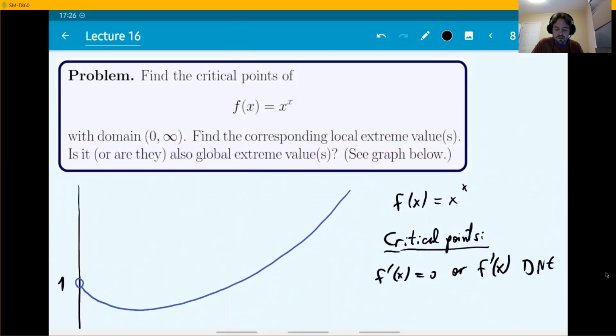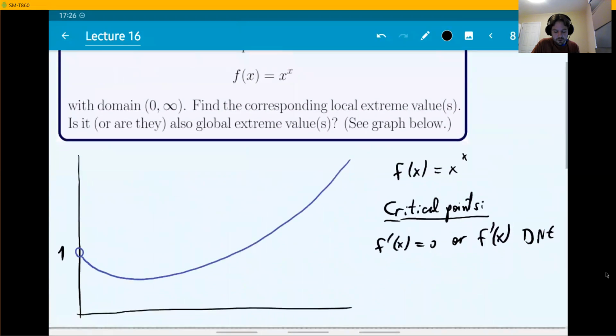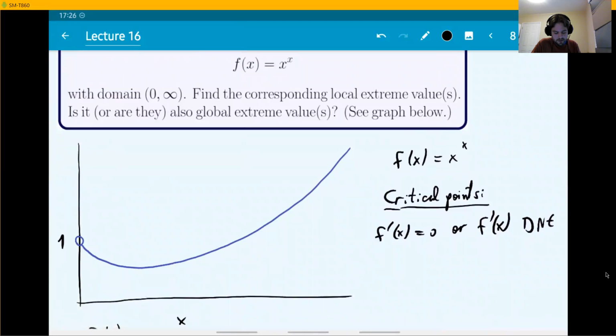We don't know yet if this is a local extreme point, but by looking at the graph, we know that there must be one. This right here is a local extreme point and value. Looking at the graph, we know there is exactly this one, right? This is the only place where the graph has a valley. So it must be the one that we found. It must be 1 over e.